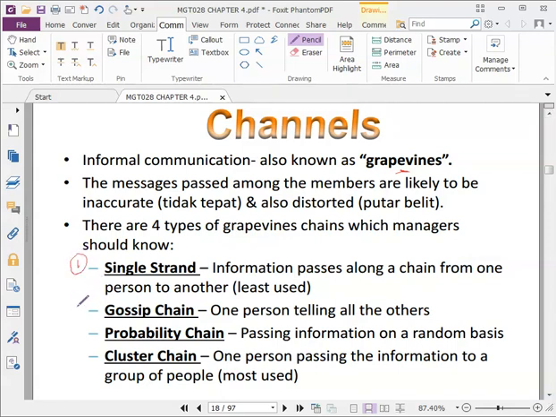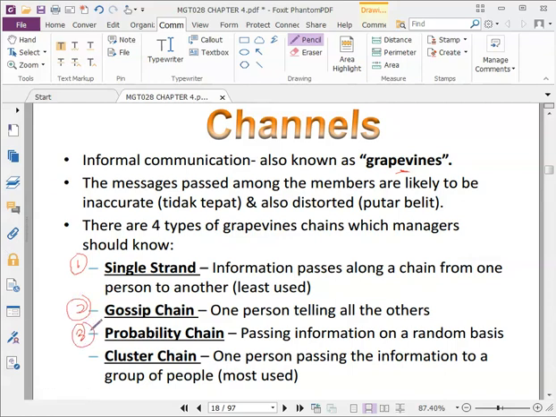But how about gossip chain? Gossip chain ni one person telling all the others. Dia buat cerita. Dia seorang je. Dia buat cerita pada ramai-ramai orang. That is gossip chain.